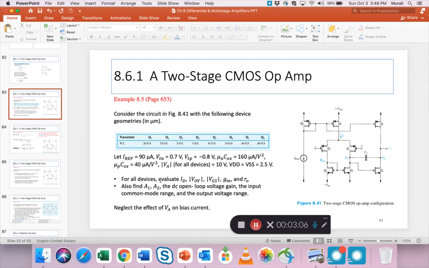Given all this, he asks you to evaluate ID, the drain current, in each device, for all devices. The overdrive voltage, gate to source voltage, gm, and ro, the output resistance. Also find A1 and A2, which means the gain for stage 1 and gain for stage 2. The DC open loop voltage gain, which is the product of A1 and A2, the input common mode range, and the output voltage range. The tricky portion in this problem to me is these last two items, the input common mode range and the output voltage range.